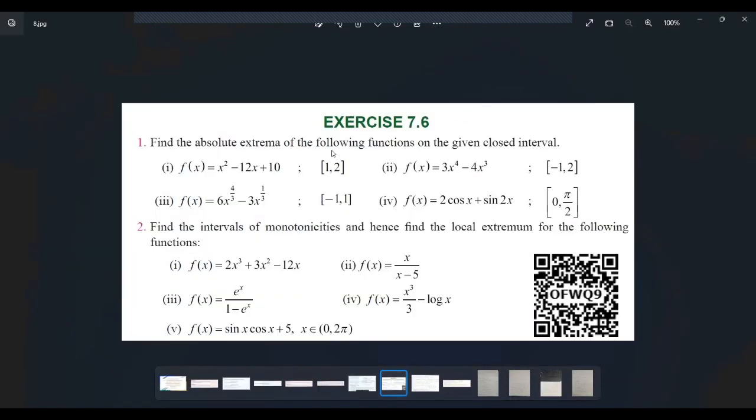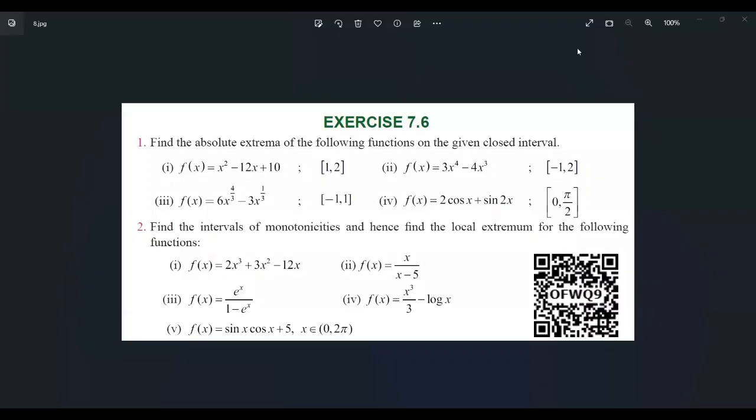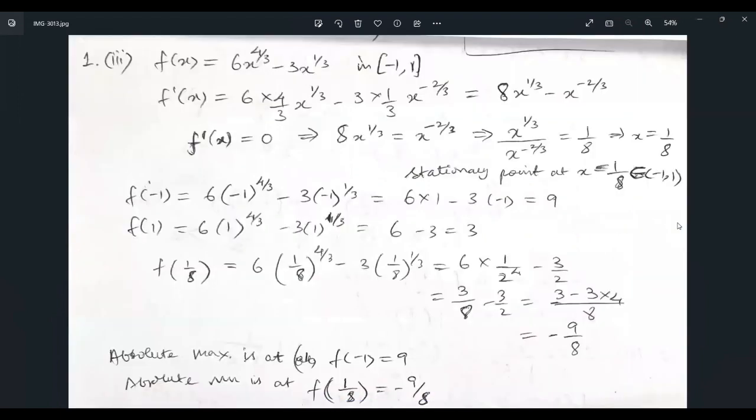So moving on, we will look at exercise 7.6 and some problems in this exercise. Question 1 is to find the absolute extrema of the following functions on the given closed interval. So we look at subsection 3. F of x equal to 6x to the power of 4 by 3 minus 3x to the power of 1 by 3 on the closed interval minus 1 to 1.